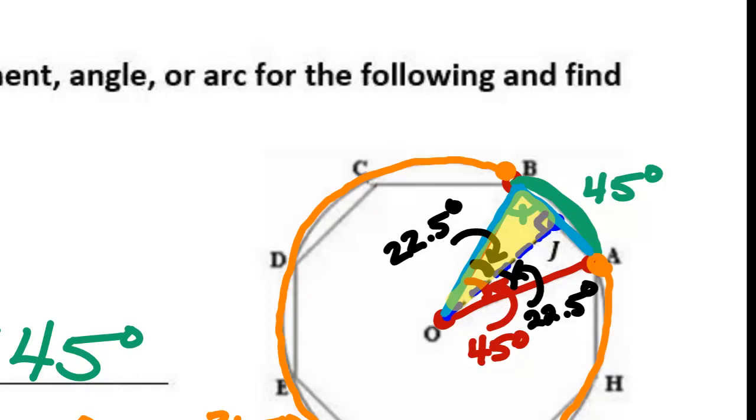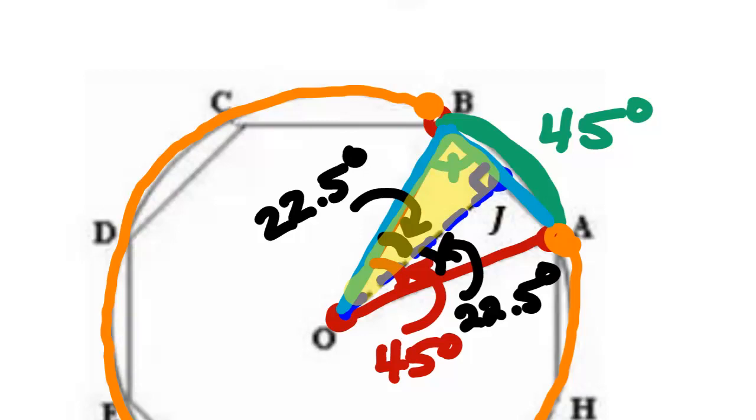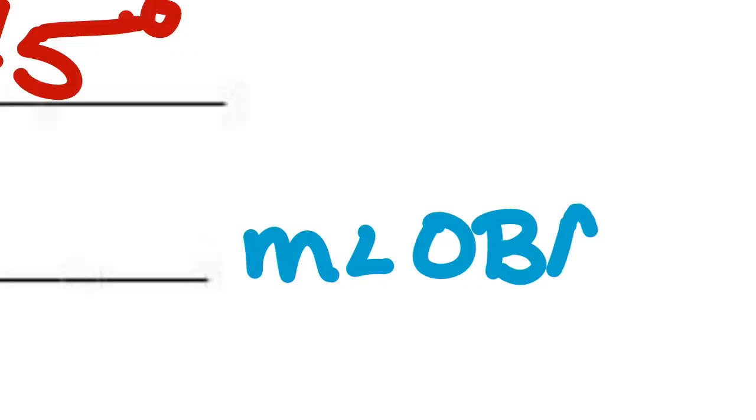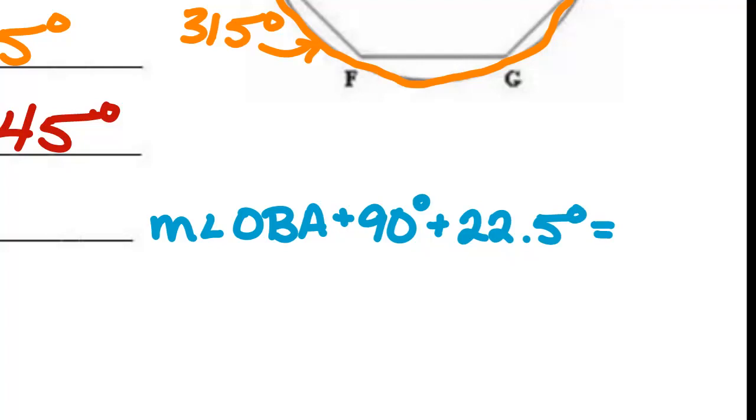I know how big two of those angles are. I want to find the measurement of this angle right up here. I know this one's 90, and we just said this one was 22.5. So the measurement of angle OBA plus 90 degrees plus 22.5 degrees is equal to 180 degrees.